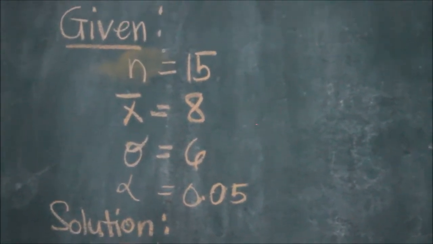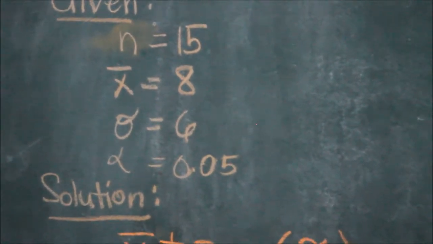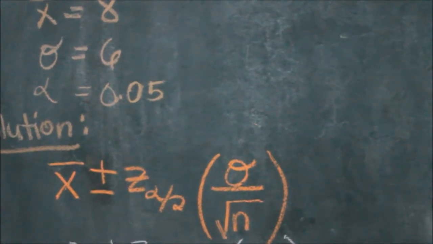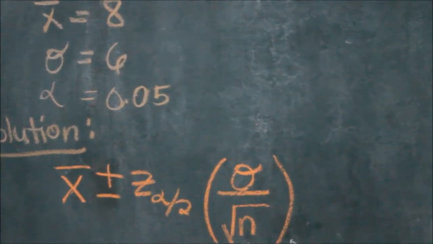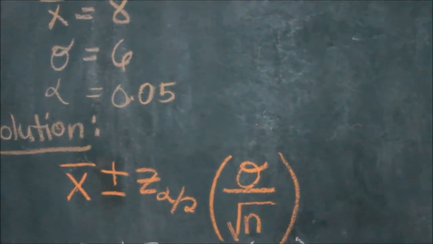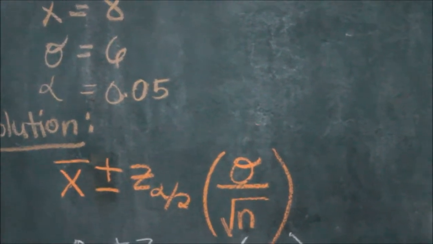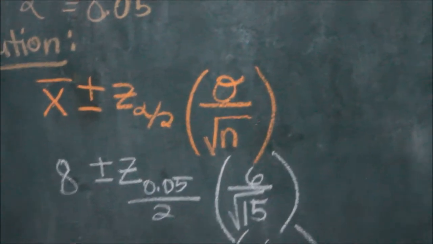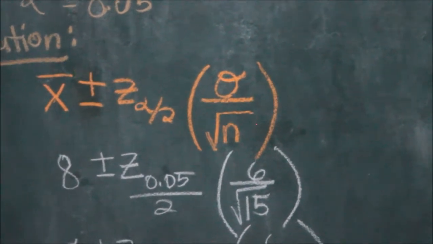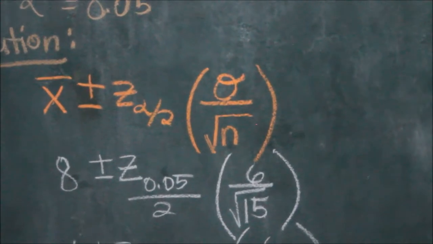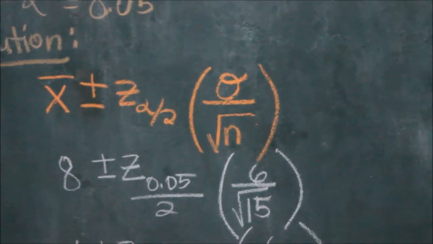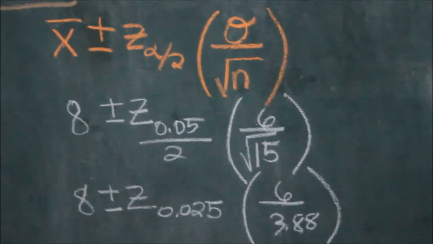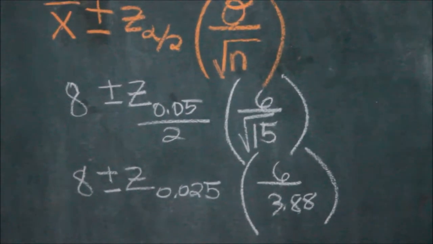In finding the confidence interval, when the population standard deviation is given, we have this formula. Sample mean plus minus z sub alpha over 2 multiplied by the population standard deviation over the square root of n. Next is to substitute. Our sample mean is equal to 8 plus minus z sub 0.05, which is our alpha, over 2, and then multiplied by 6 over the square root of 15. And on the second step, we found out that the square root of 15 is equal to 3.88.